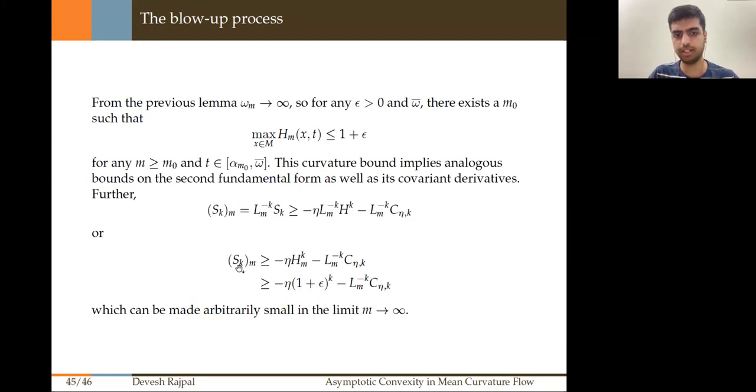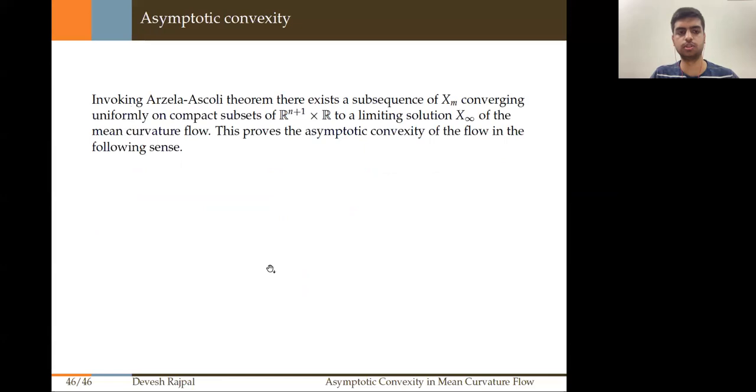In particular, this will imply that S_k goes to 0. This factor blows up, and so this quantity goes to 0. My eta was arbitrary. Epsilon can be made as small as I would like, which implies that S_k goes to 0. So if I invoke the Arzela-Ascoli theorem, there exists a subsequence of X_m converging uniformly on compact sets of R^(n+1) times R. This is the space factor, this is the time factor. It converges to a limiting solution.